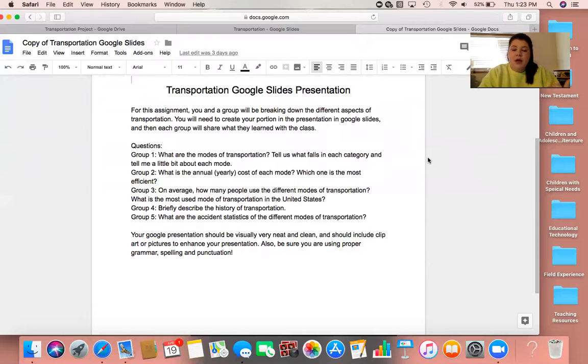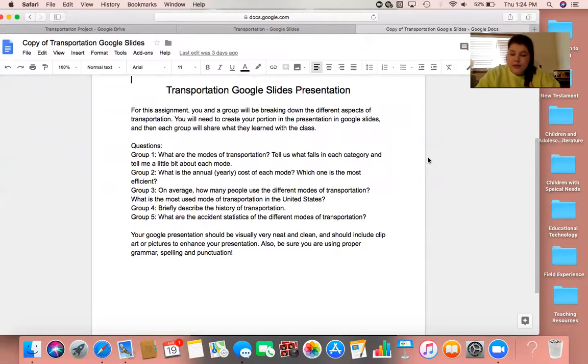So group 1 did what are the modes of transportation, tell us what falls in each category, and a little bit about each mode. Another group did the annual cost of each mode and which one was most efficient. Group 3 did, on average, how many people use different modes of transportation, which I didn't anticipate to be so hard to find, but it really was. But they found something like 8 billion people or something use cars, which I thought was really interesting.